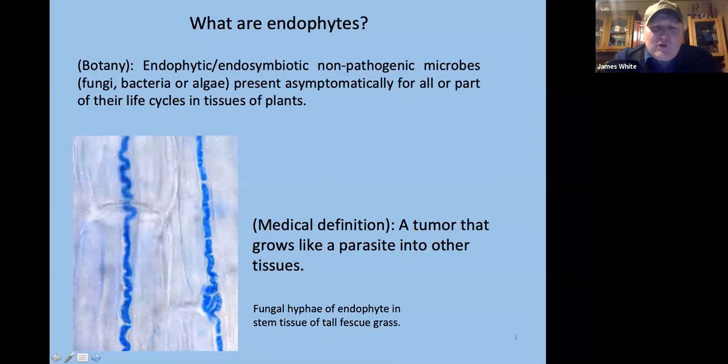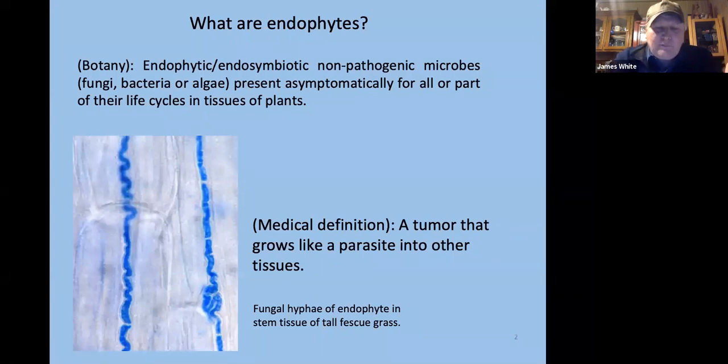Okay, so these microbes are endophytic. And what I'm showing you on this screen is actually an endophyte. This blue line here, you'll see my arrow, is an endophytic fungus in a grass. And in the background, you see the cells. I'm showing you the outlines of the parenchyma cells. And this is from a tall fescue plant.